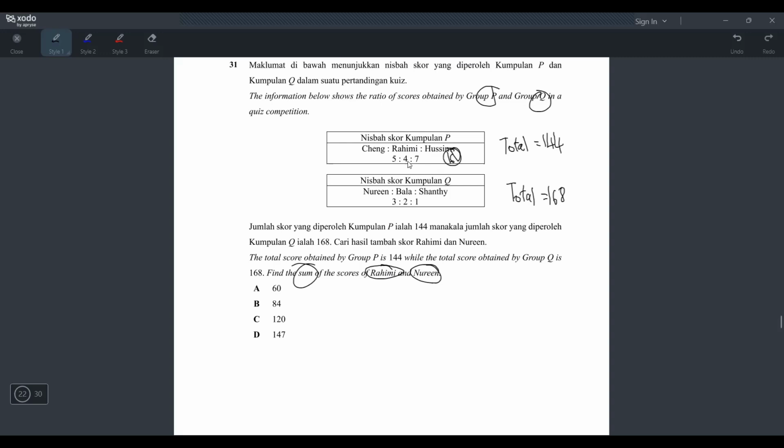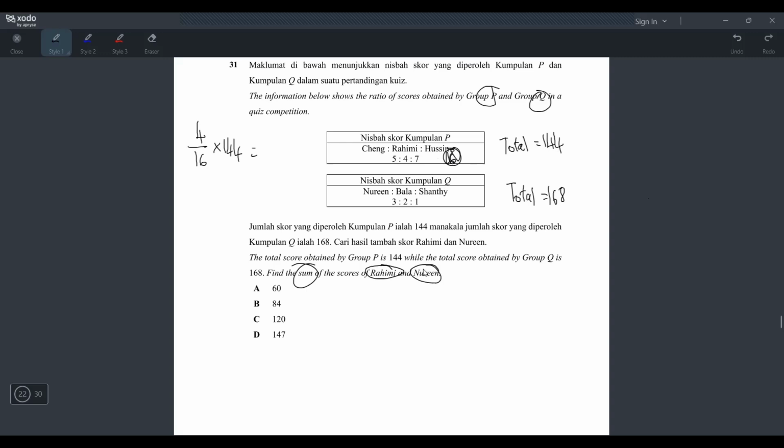Okay, your Rahimi marks will be what? 4 over 16 times 144. You understand why? Because ratio is like fraction. You can change to fraction. So if I say Rahimi, dia punya portion is 4, but the total portion is 16, right? So is the Rahimi punya probability is 4 over 16 lah. The probability. But then you have to times with total. Okay, to get the marks for Rahimi.